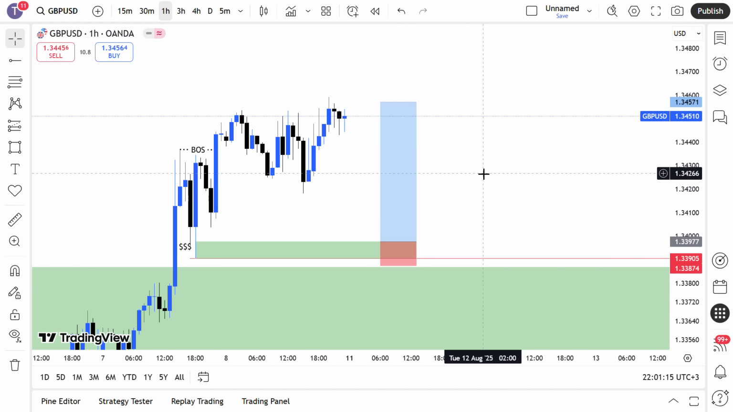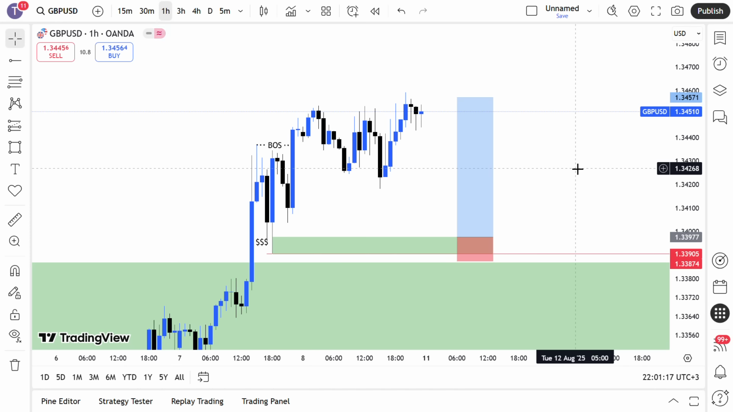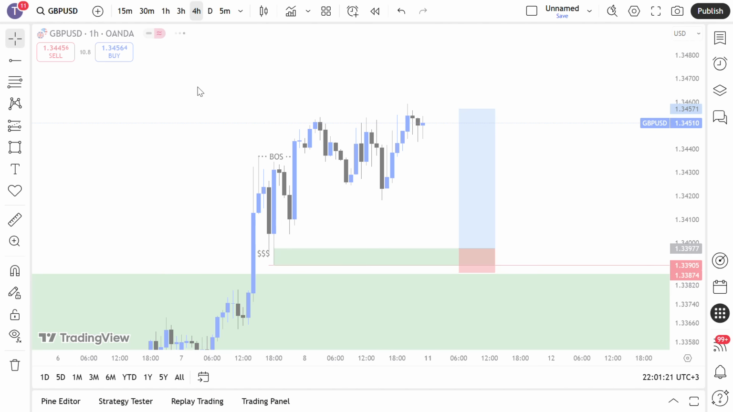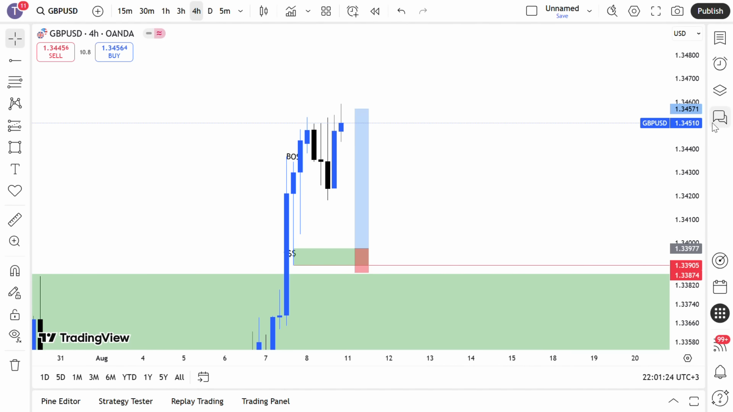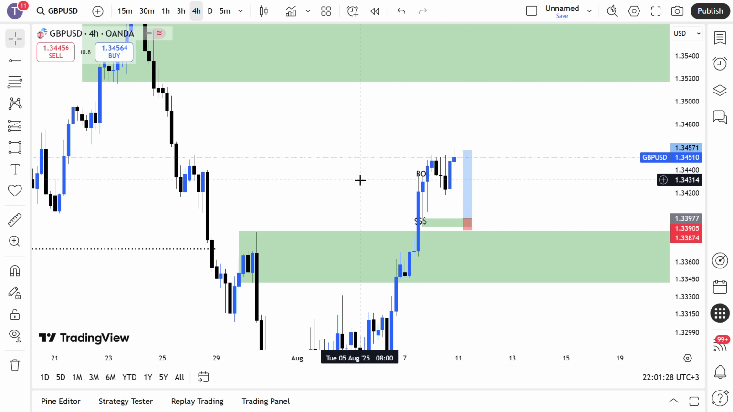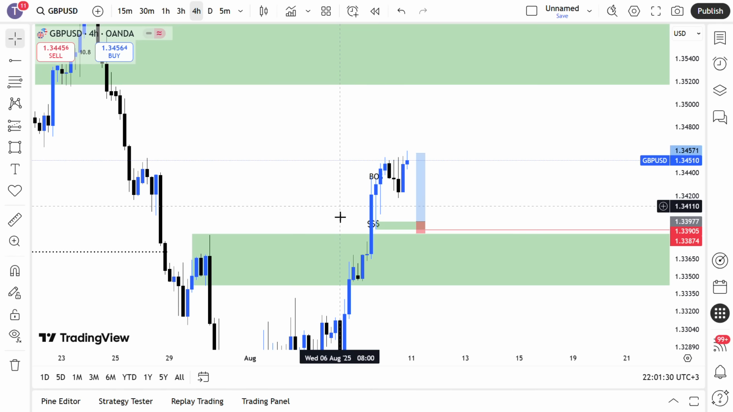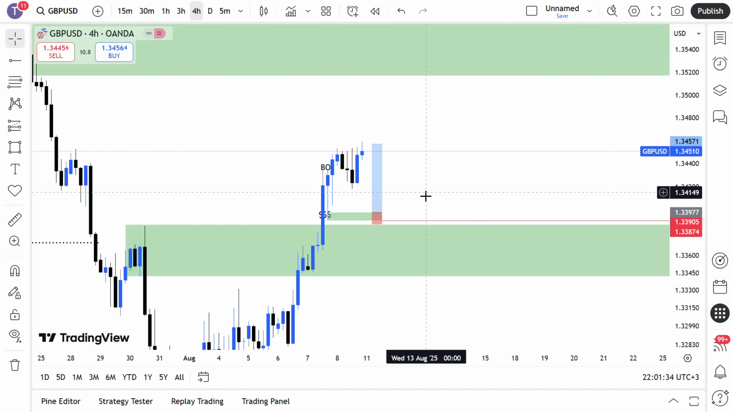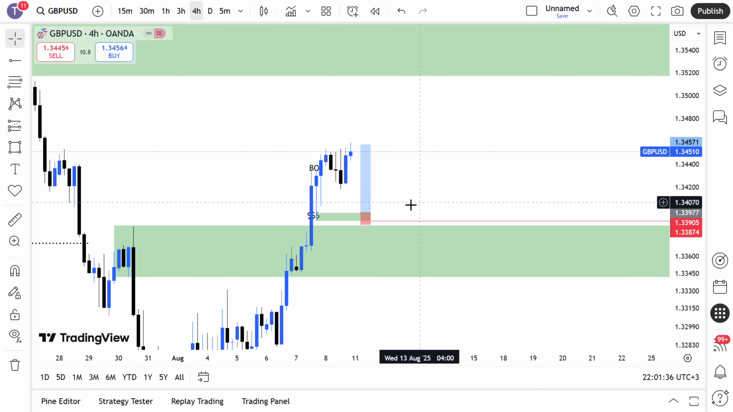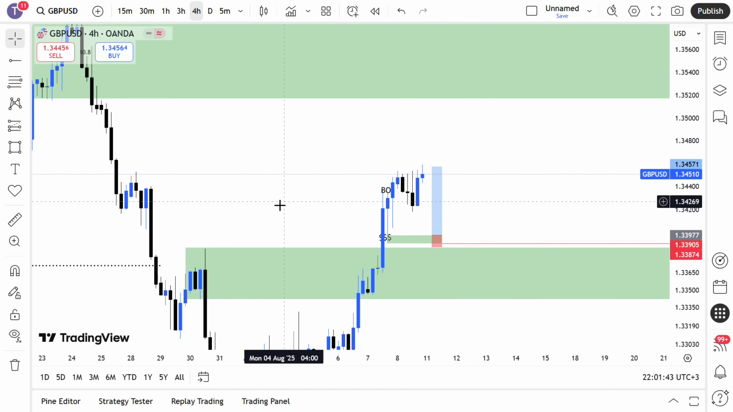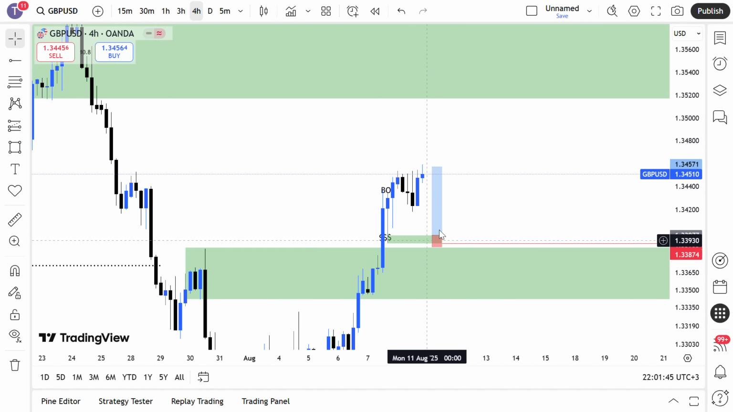So next I have GBPUSD. This is how the setup looks in the 4-hour time frame. I know it looked like a very close zone in the lower time frame, the 5 minutes time frame, but here on the higher time frame, the 4-hour time frame, you can see how far the 5 minutes order block is. But that is the setup I'm expecting, so that I can look for buys to the upside.